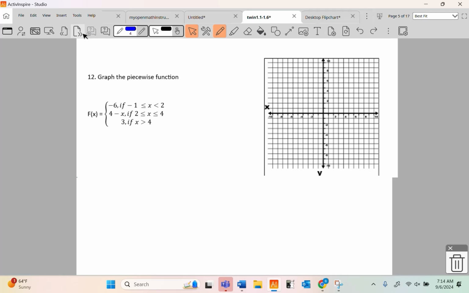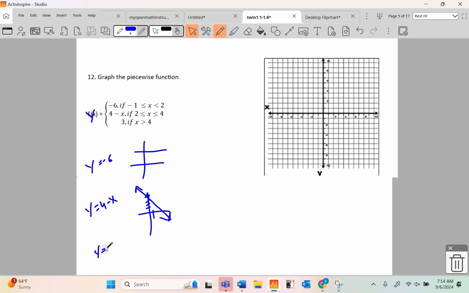So I'm going to graph this thing. I know that this is just fancy for y. Y equals -6. That's a horizontal line. Y equals 4 minus x. That's a line that crosses the y-axis at 4. And then it has negative slope. Falls one and runs one. It looks something like that.